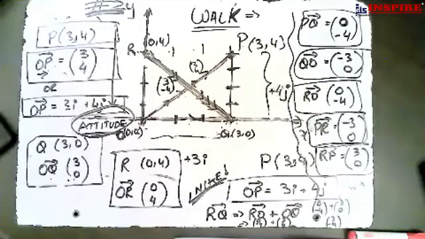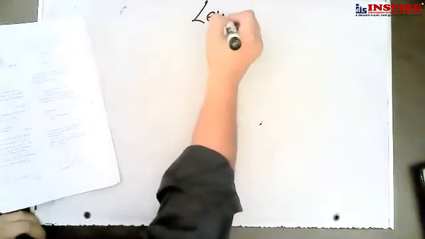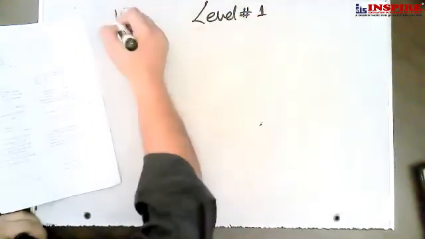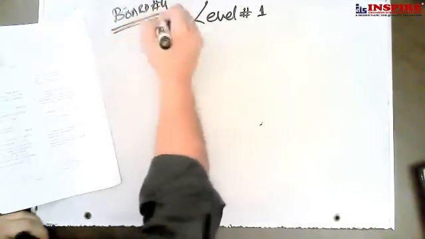Remember, there are 3 levels of vectors, not level 1, not level 2, but 3 levels. Let's go to level 1. Okay guys, we are just touching level 1 today. Let's go to level number 1 now. This is board number 4. Okay, everybody go on to question number 11.